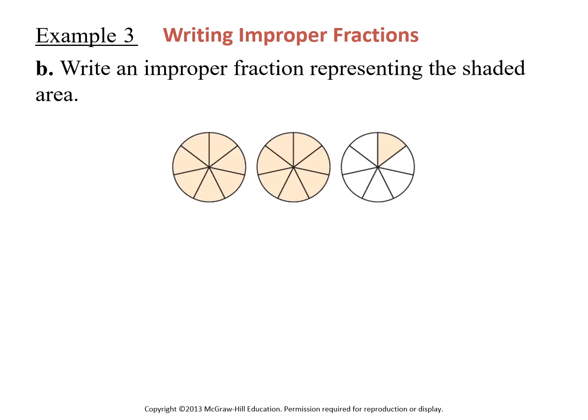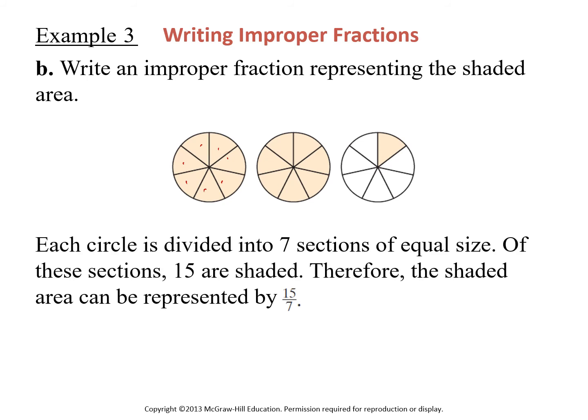We're going to write an improper fraction representing the shaded area. So each of these is divided into 7ths. So we have 7/7, 7 more 7ths, and 1 more 7th. So we have 15/7 altogether.